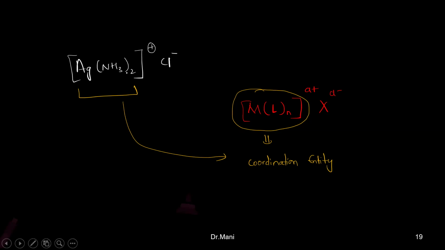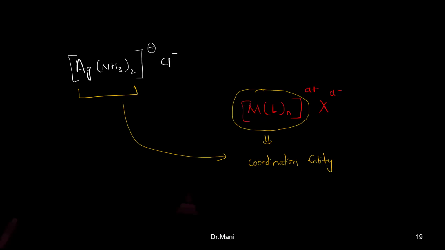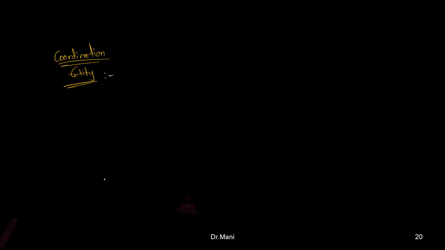I told you what a ligand is. A ligand is nothing but an atom or group of atoms, molecules or ions which will donate an electron pair. So here the ammonia acts like a ligand, and this metal atom is bound to this number of ligands in a fixed manner. That means Ag will bind to ammonia only twice. It will not be like Ag NH3 1 or Ag NH3 3. You can't write like that. There is a fixed, stoichiometric proportion.